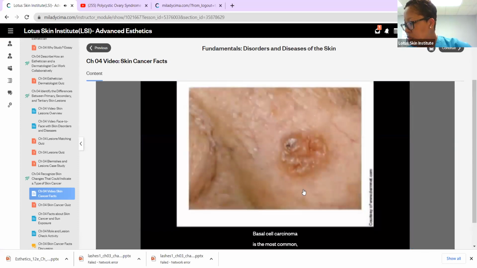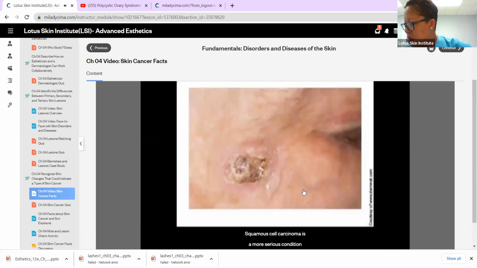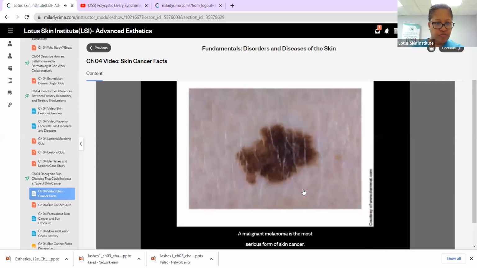Basal cell carcinoma is the most common and the least severe type of carcinoma. It often appears as light, pearly nodules. Squamous cell carcinoma is a more serious condition than basal cell carcinoma. It is characterized by red or pink scaly papules or nodules. A malignant melanoma is the most serious form of skin cancer. It appears as a black or dark patch on the skin that is usually uneven in texture, jagged, and raised.